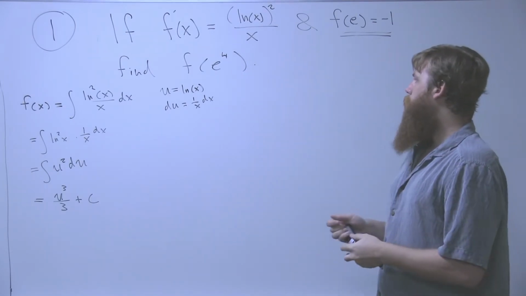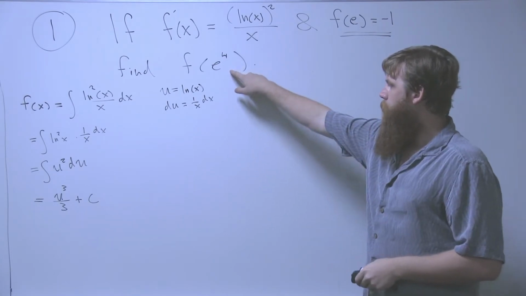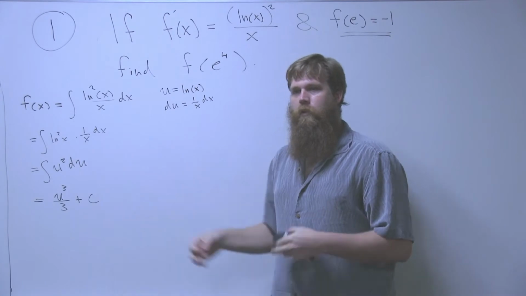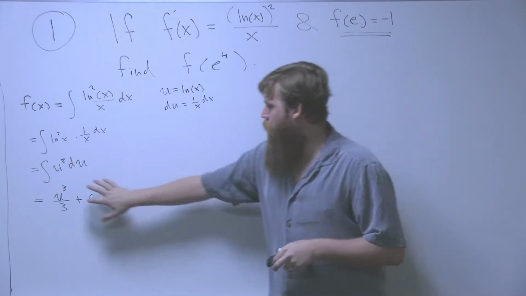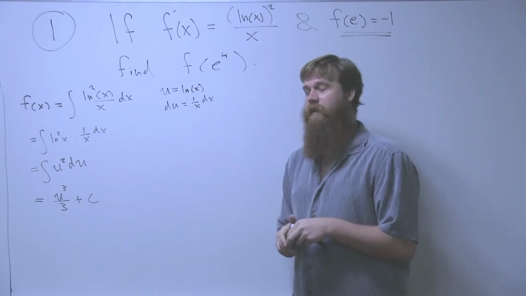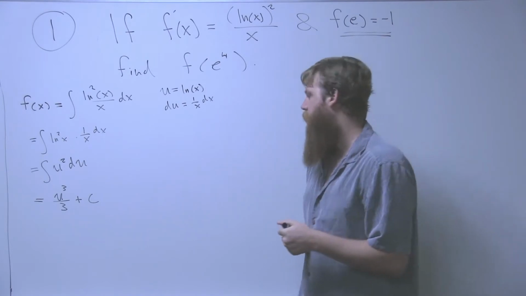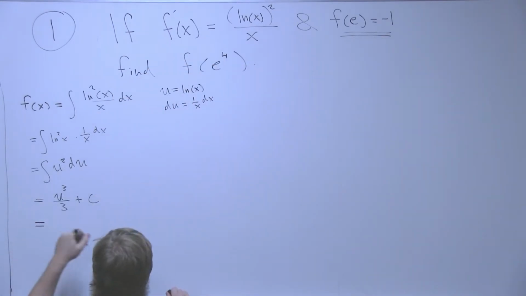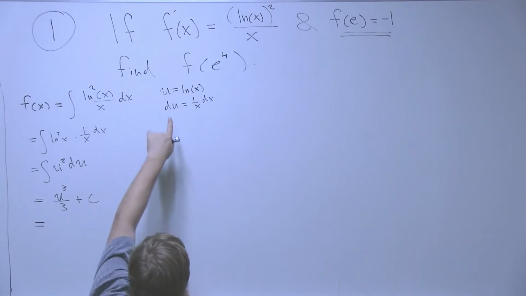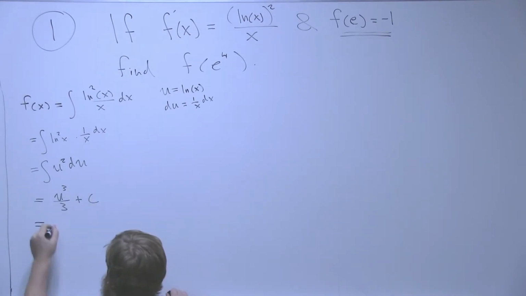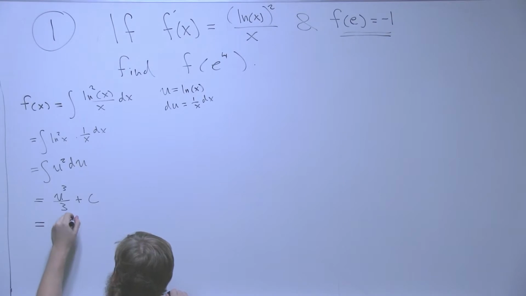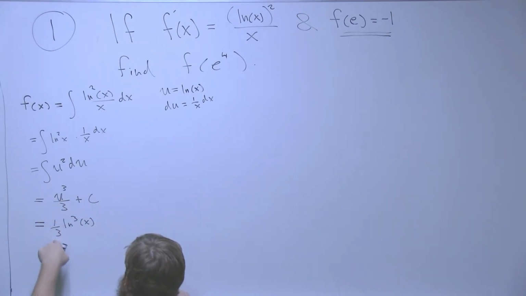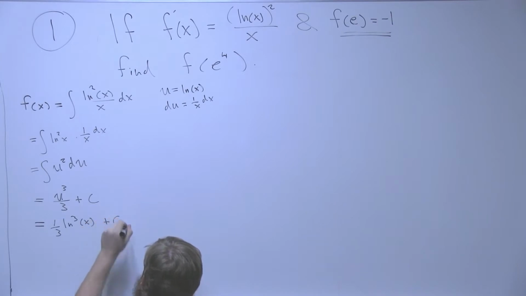Remember, the goal of the problem is to find f of e to the fourth. So we need to figure out what this constant is in order to know what f is for sure. This tells us more or less the shape of f, but it doesn't give us exactly f. It gives us f up to this additive constant. So first we'll go back to our original variable, which was x. Using the substitution we chose, u equals log x, this becomes log cubed x, which I'll write over 3 as a 1/3 out front, plus c.